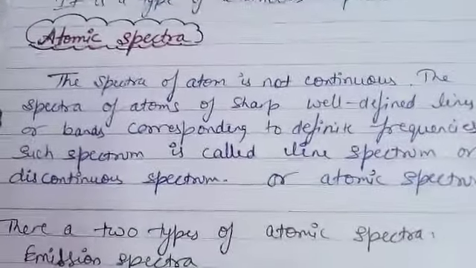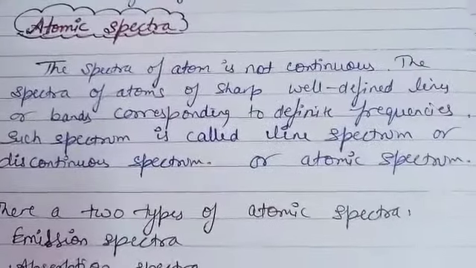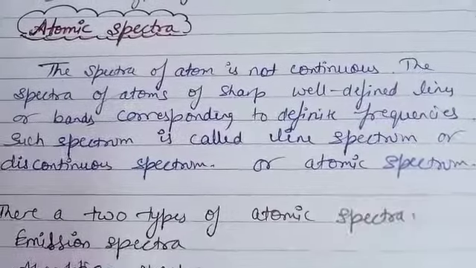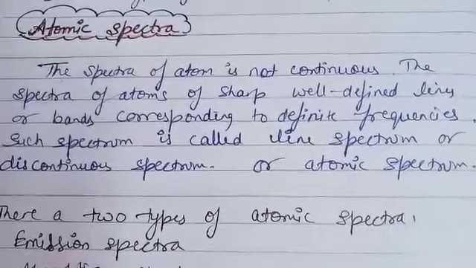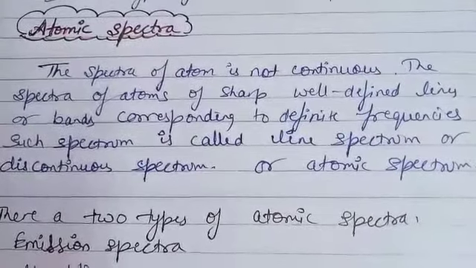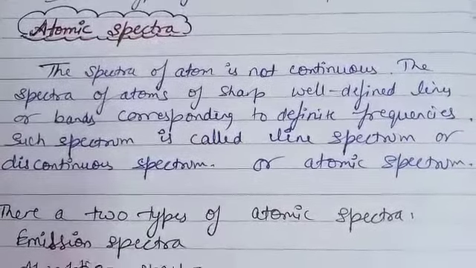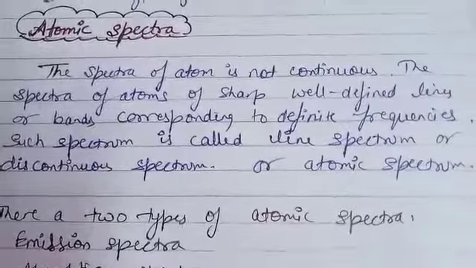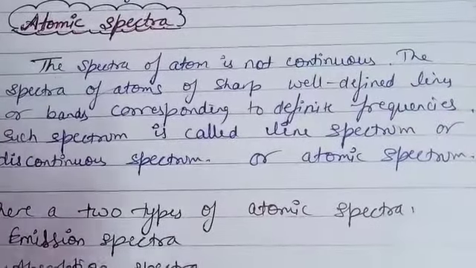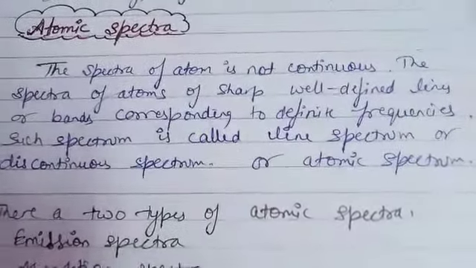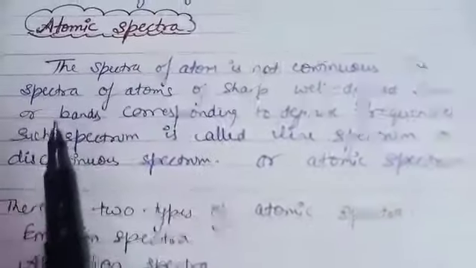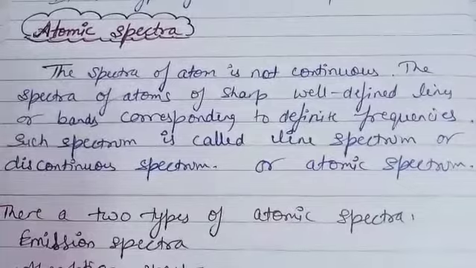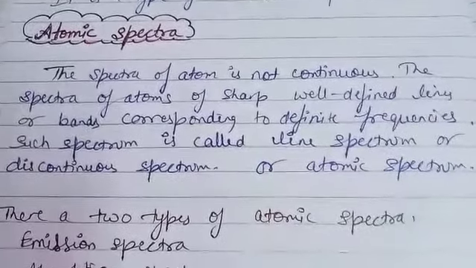Okay, learn. Now just see, in case of atomic spectra, according to the name, it means whenever light is passed through a matter, either an atom, a molecule, or an ion, then what was the effect? That one is related to atomic spectra. So now just see, the spectra of atom is not continuous. Just like the previous one, it's not continuous.